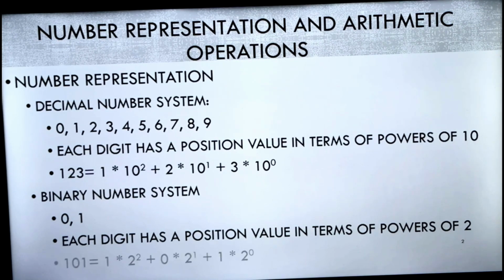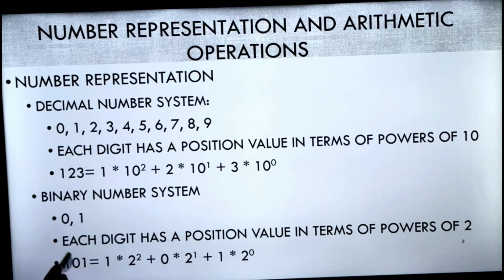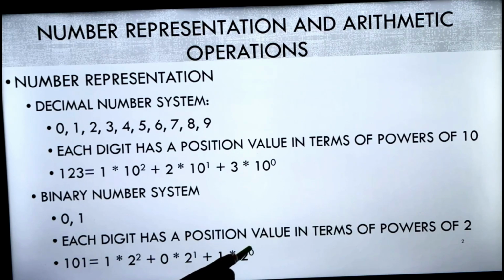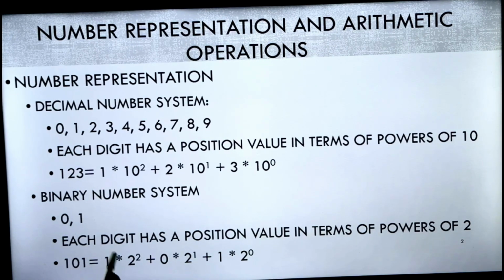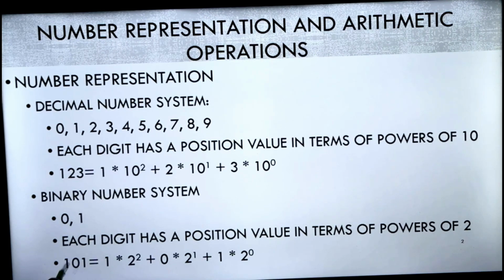So if I give you a number, say 101, and I ask you to convert this number to decimal, how will you do it? Just the same way as you did with the decimal number, almost the same thing. The only difference is here we will use 2 to the power, not 10 to the power. So 101 will be represented as 1 into 2 square, 0 into 2 to the power 1, and 1 into 2 to the power 0. We go from right to left: this is the 0th position, 1st position, 2nd position. So 2 to the power 0, 2 to the power 1, 2 square. Like this we go ahead.